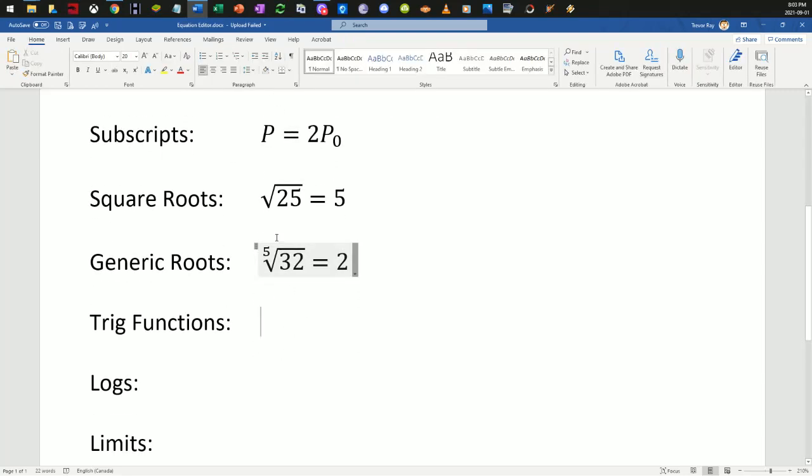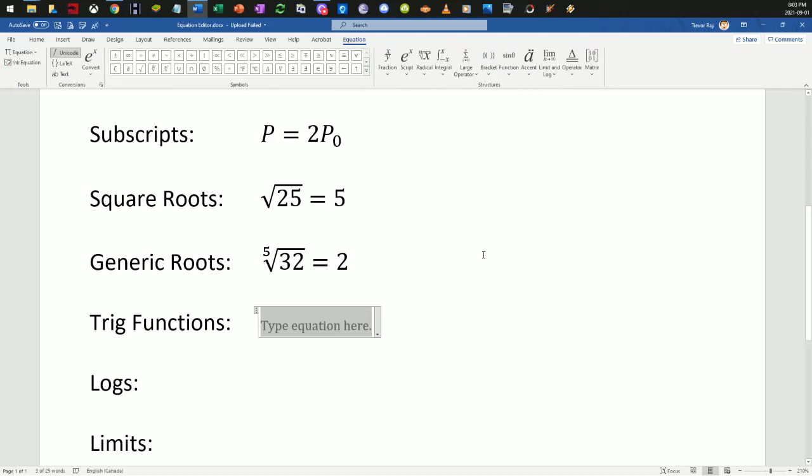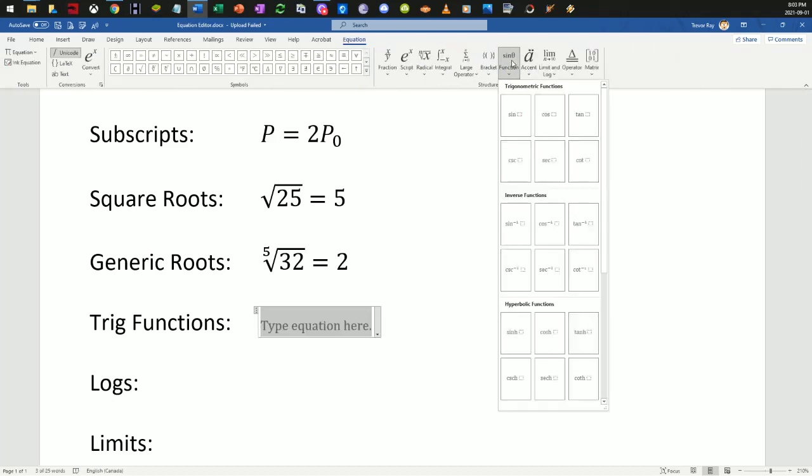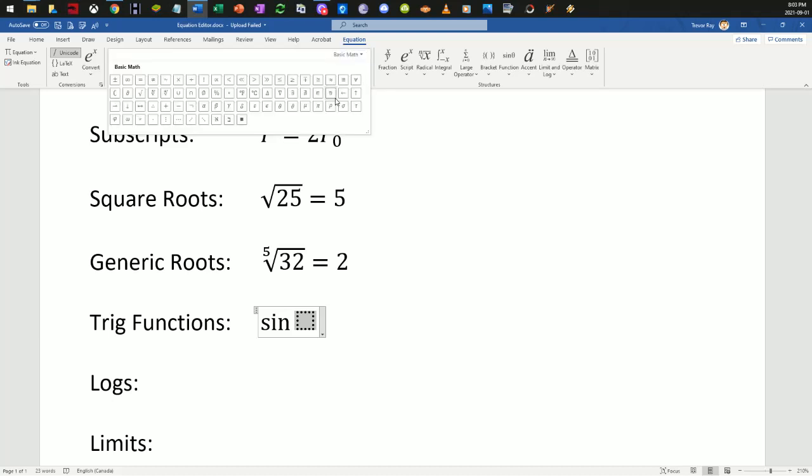Trig functions. We can put in any of the sine, cos, tan, and any of the special versions of that, the inverses, the cosecant, secant, and cotangents, etc. That's pretty easy to do, and since I like using proper angles, I'm going to put in a theta there.